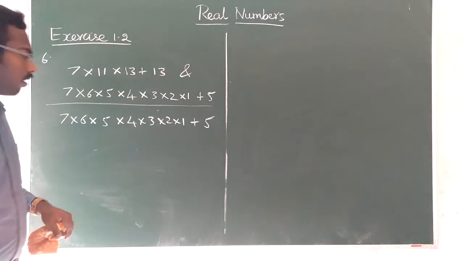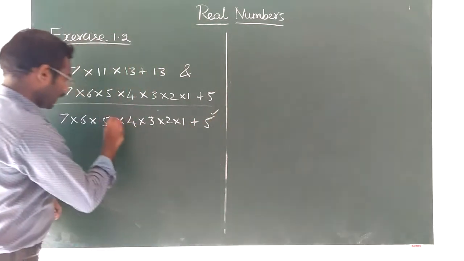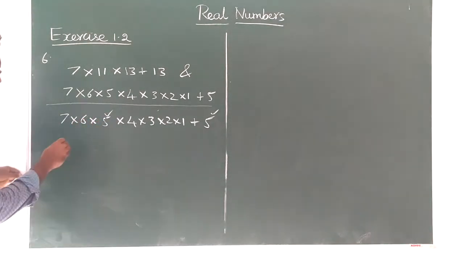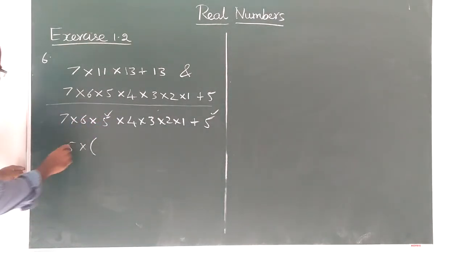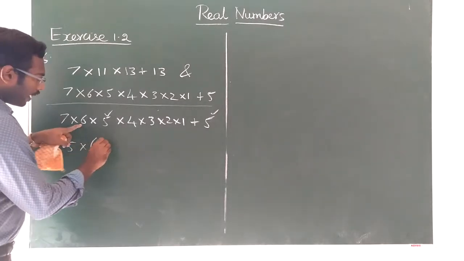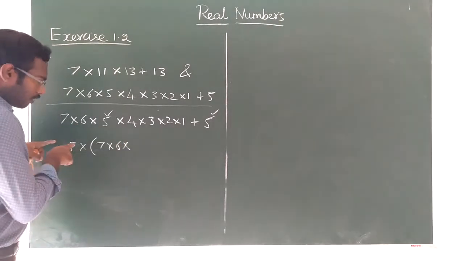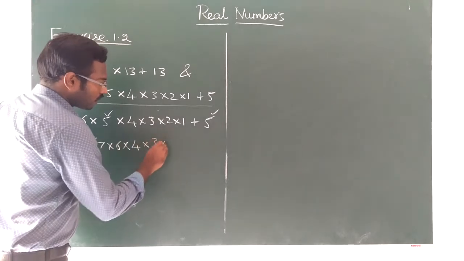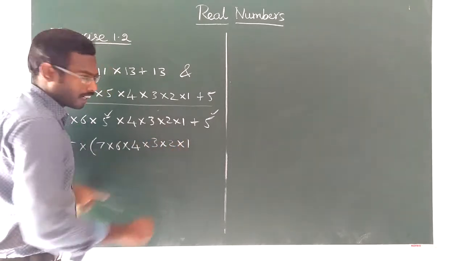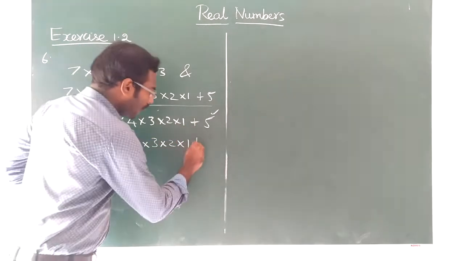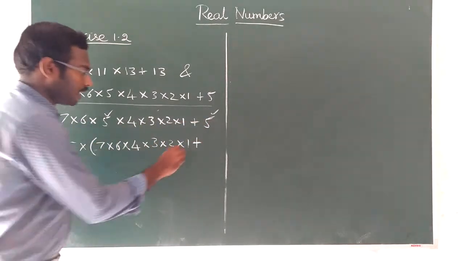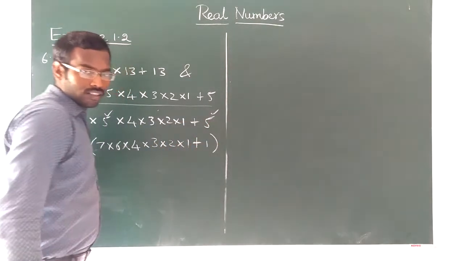Yeah. Now, here 5 and 5 are the same. Therefore, as usual, we will take the 5 commonly outside. 5 into the remaining 7 product, 6 product. This 5 is already taken, leave it. 4 product, 3 product, 2 product, 1 product. Then plus is there. Out of this 5, 5 is taken commonly outside. So remaining is 1.